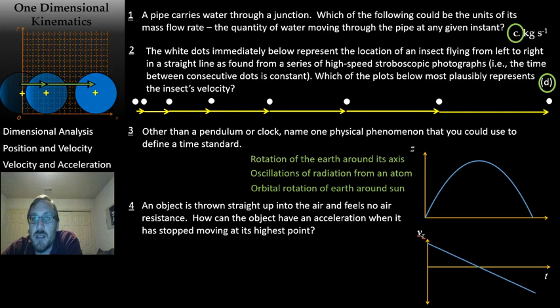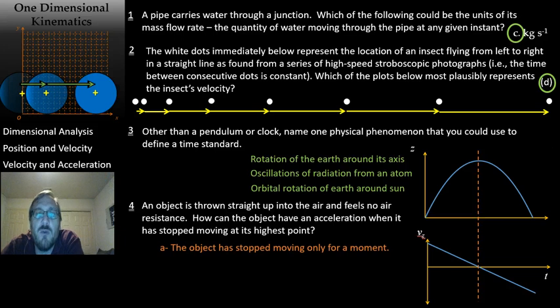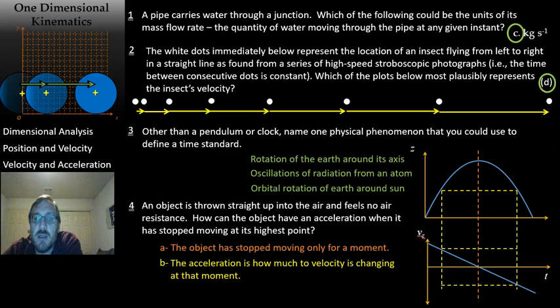So these are the things that we have to consider. Now, first of all, we know that the object stops moving only for a moment. Second of all, the acceleration is how much the velocity is changing at that moment. And you can see here that that velocity is changing no matter how small this box gets. And that velocity is actually going to change at the same rate no matter how small this box gets that I just drew.